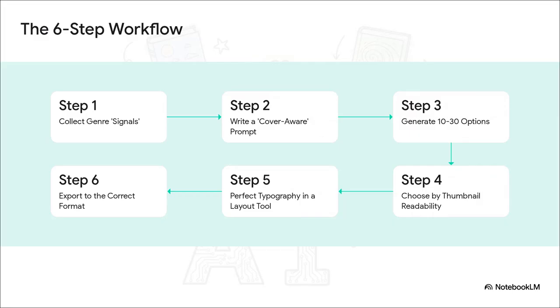We start with a little detective work, collecting genre signals. Then we write a smart prompt. After that, we generate a ton of options, and then we judge them with our thumbnail test. Finally, we get the typography right and export everything correctly.